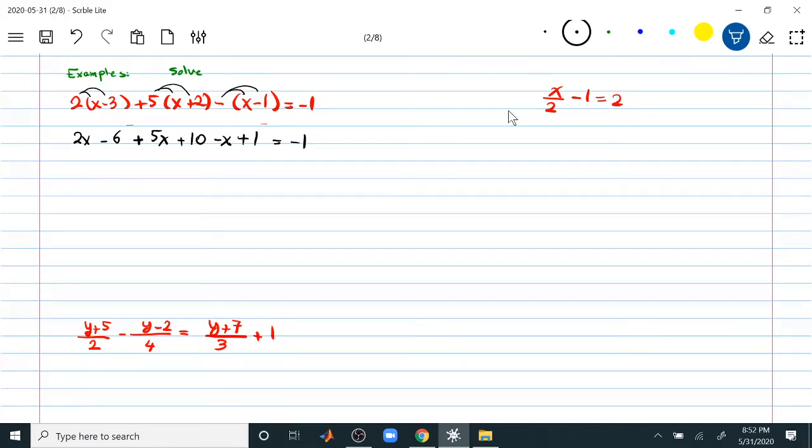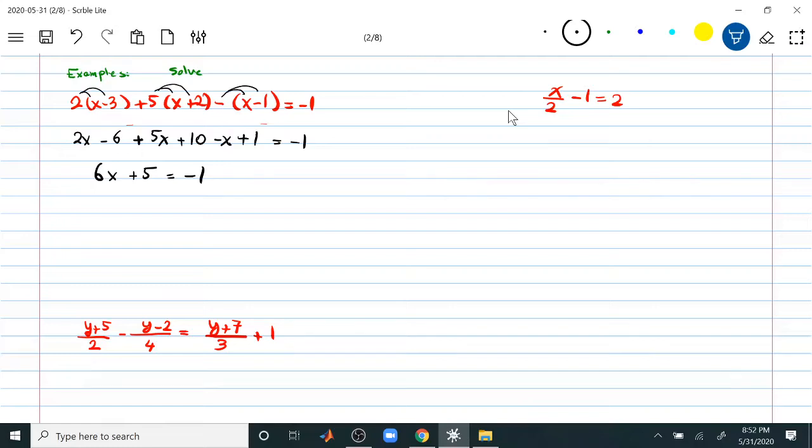So far we're not done with the simplifying. This is just distributing. Simplify means combine like terms. What do I have is 2x, 5x, and negative x. 2x and 5x, this is 7x, minus x, 6x. I have negative 6 plus 10, that is positive 4, plus 1, plus 5, equal to negative. So now I've simplified the equation.